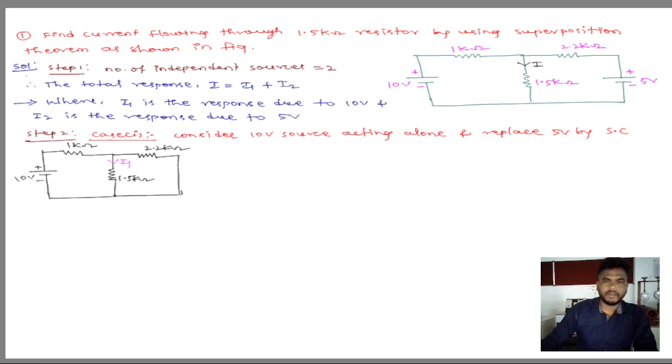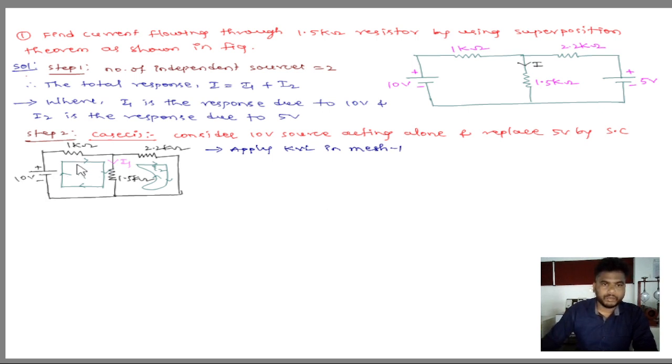To find I1, I am following mesh analysis. There are two meshes. I am assuming two mesh currents. The current in mesh 1 is I1, and the current in mesh 2 is I2. The I1 current is flowing like this, and the I2 current is flowing like this. Then apply KVL in mesh 1.